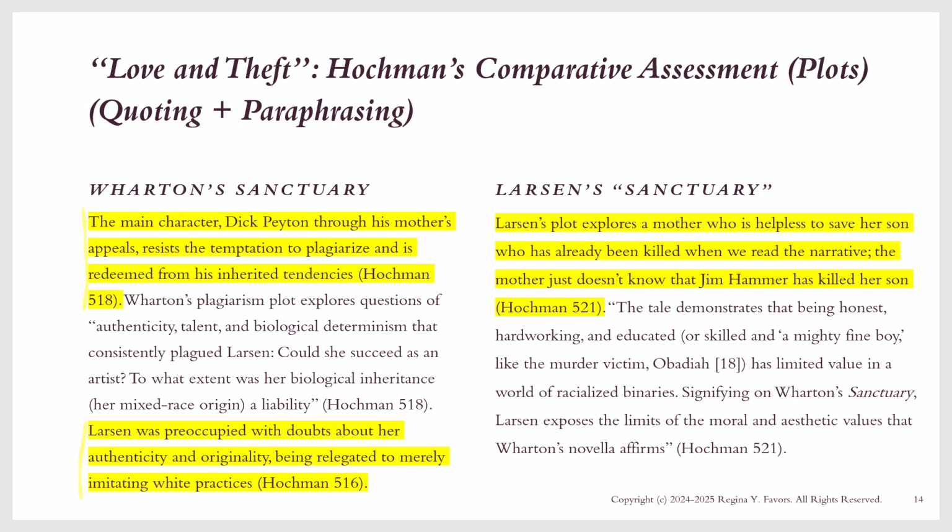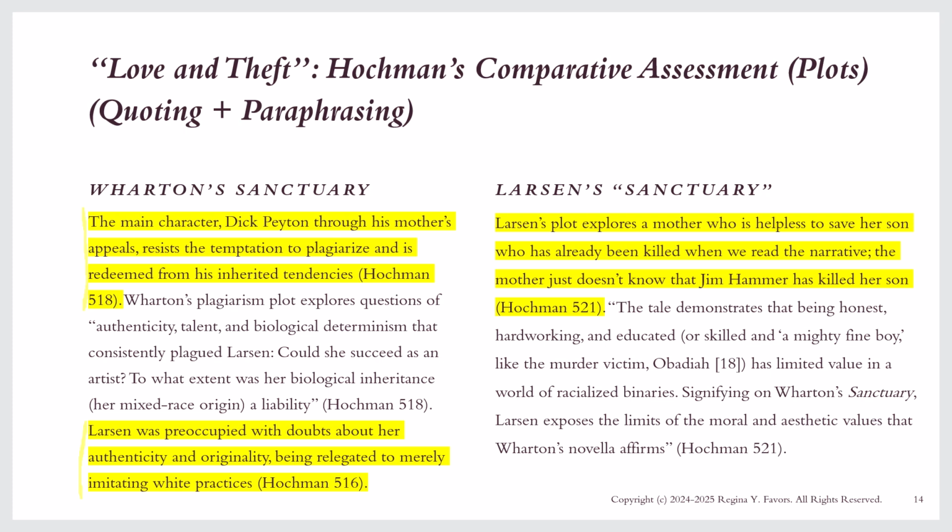Larsen's Sanctuary. So Larsen's plot explores a mother who is helpless to save her son, who has already been killed. When we read the narrative, the mother just doesn't know that Jim Hammer has killed her son. The tale demonstrates that being honest, hardworking, and educated, or skilled, and a mighty fine boy like the murder victim Obadiah has limited value in a world of racialized binaries. Signifying on Wharton's Sanctuary, Larsen exposes the limits of the moral and aesthetic values that Wharton's novella affirms.